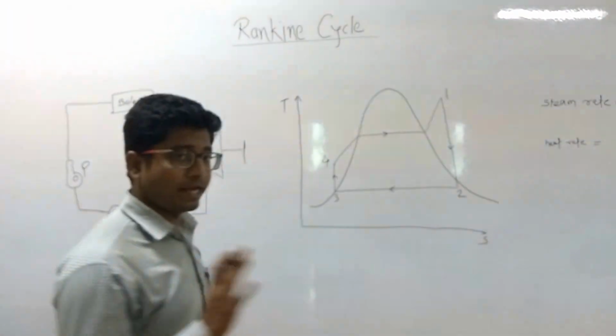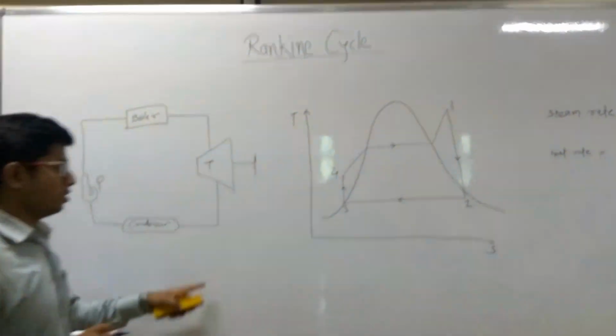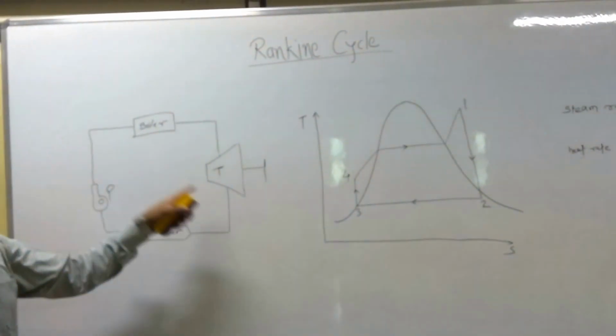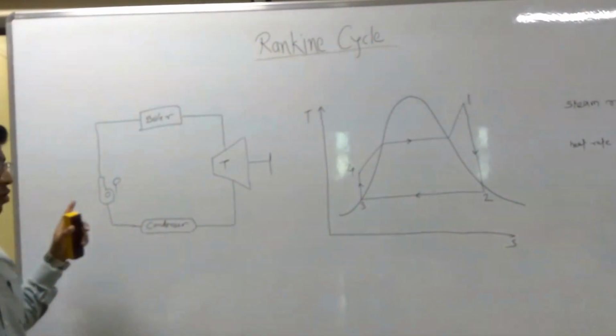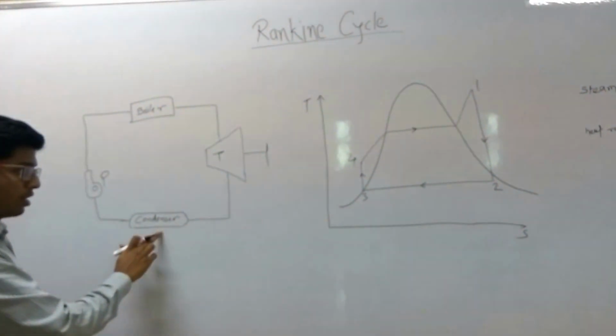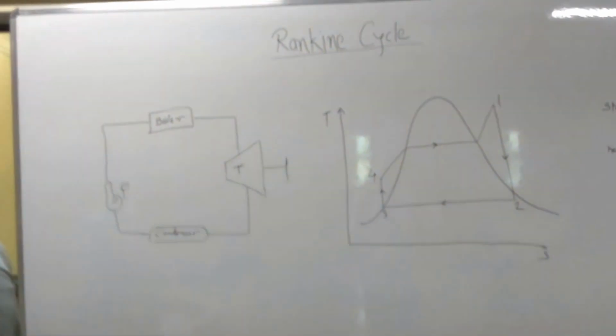We will discuss Rankine cycle. This is a general layout of a power plant. These are the components of the power plant. This is the boiler, this is the turbine, condenser and pump.